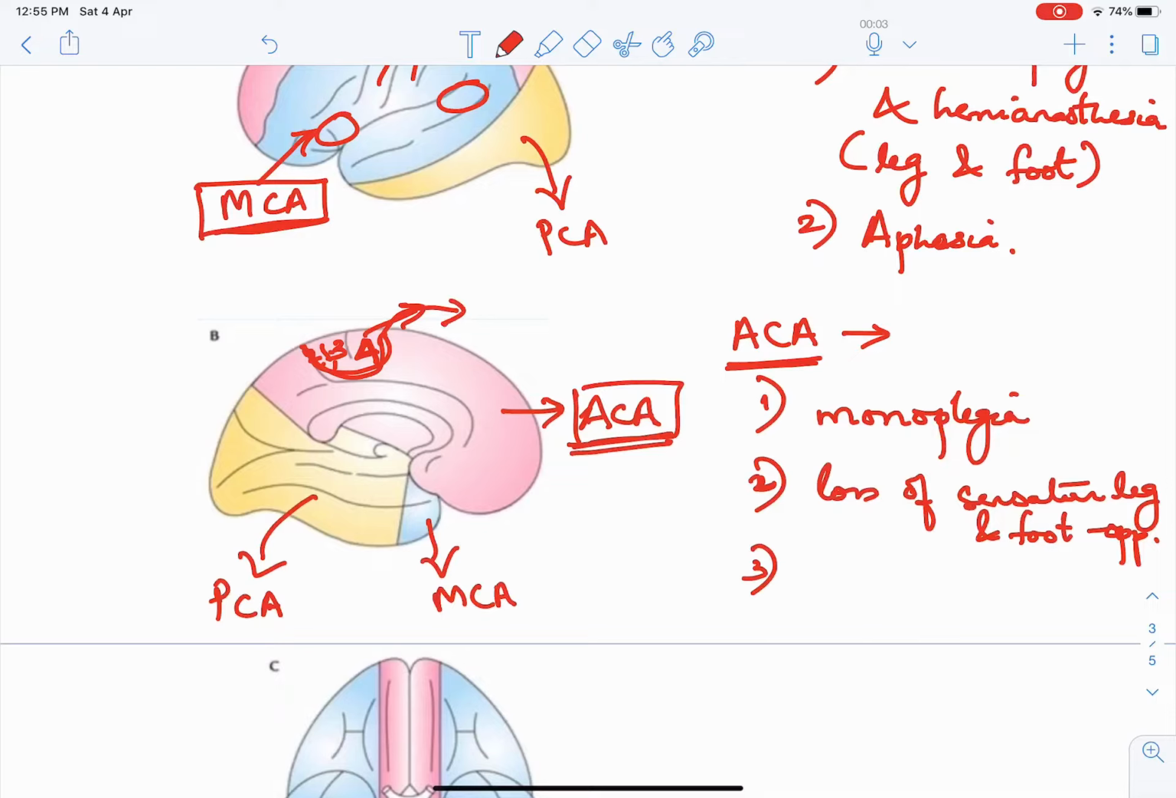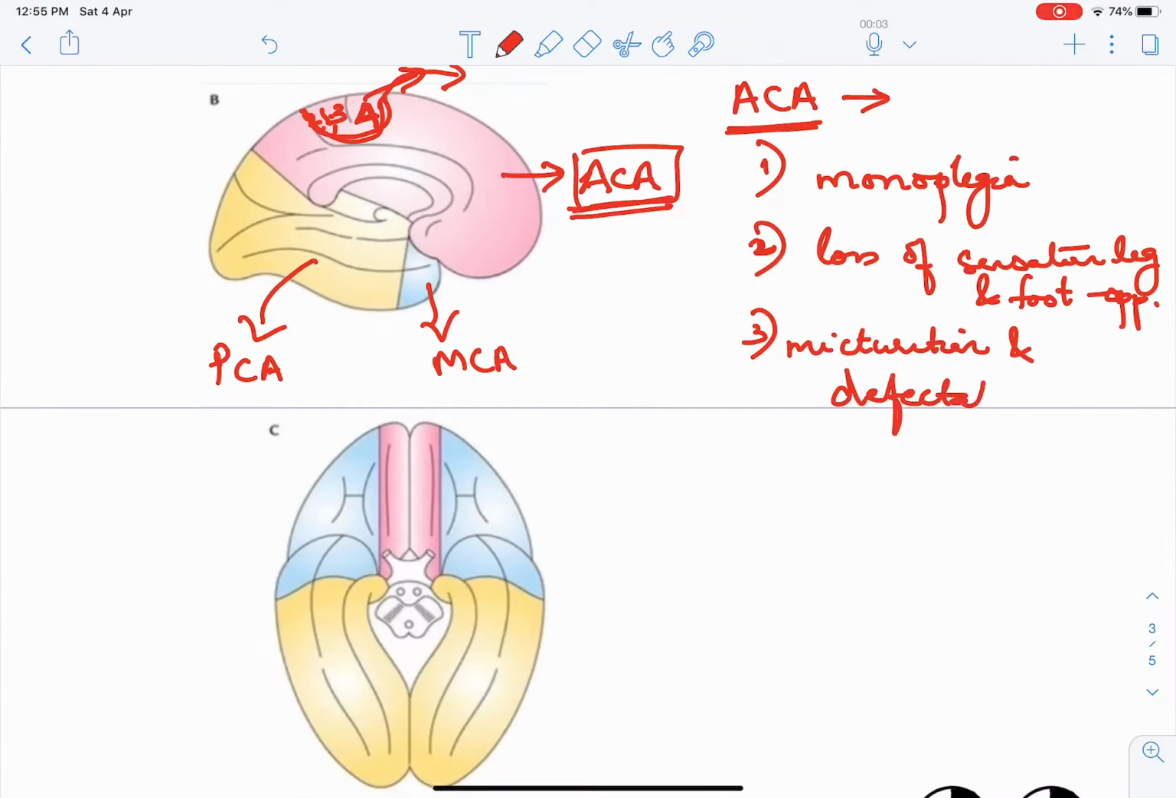Then also the paracentral lobule is affected. So we know the paracentral lobule is the center for micturition and defecation. So micturition and defecation will be affected. That is, the sphincters of the urinary bladder and anal canal will be affected when there is anterior cerebral artery occlusion. Also the prefrontal region, this is the medial frontal gyrus. Here we have the prefrontal area, that is area number 9, 10, 11 and 12. So when this is affected, there will be personality changes as well.